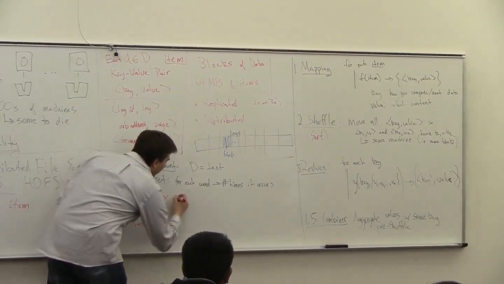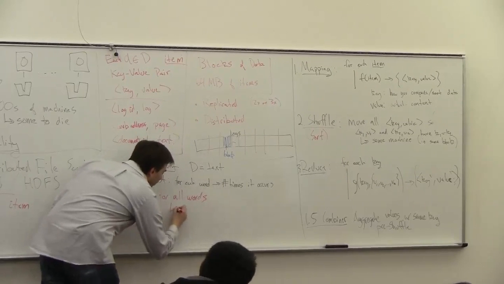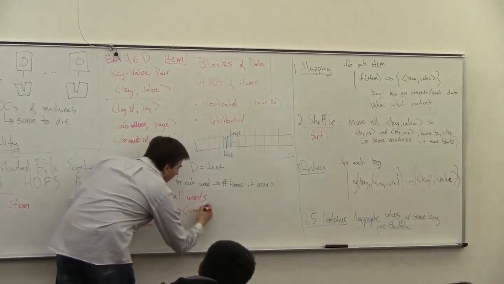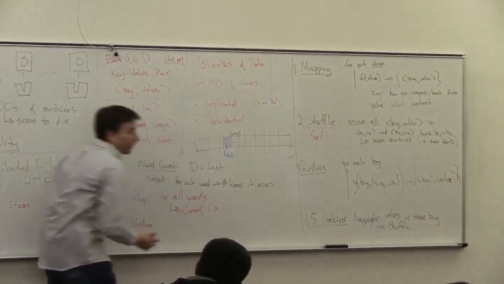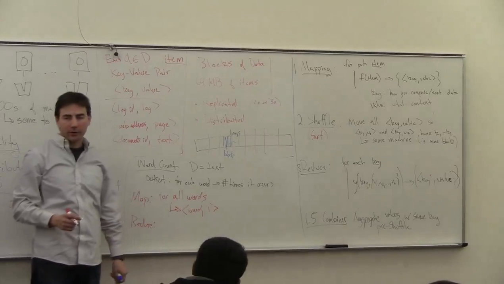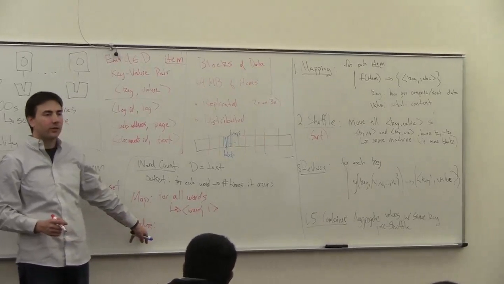Right. For all words, you create a key value pair where you have the word and you have the one. The one is the count, how many times this word has occurred. Okay, and then what do you do in this reduce step?